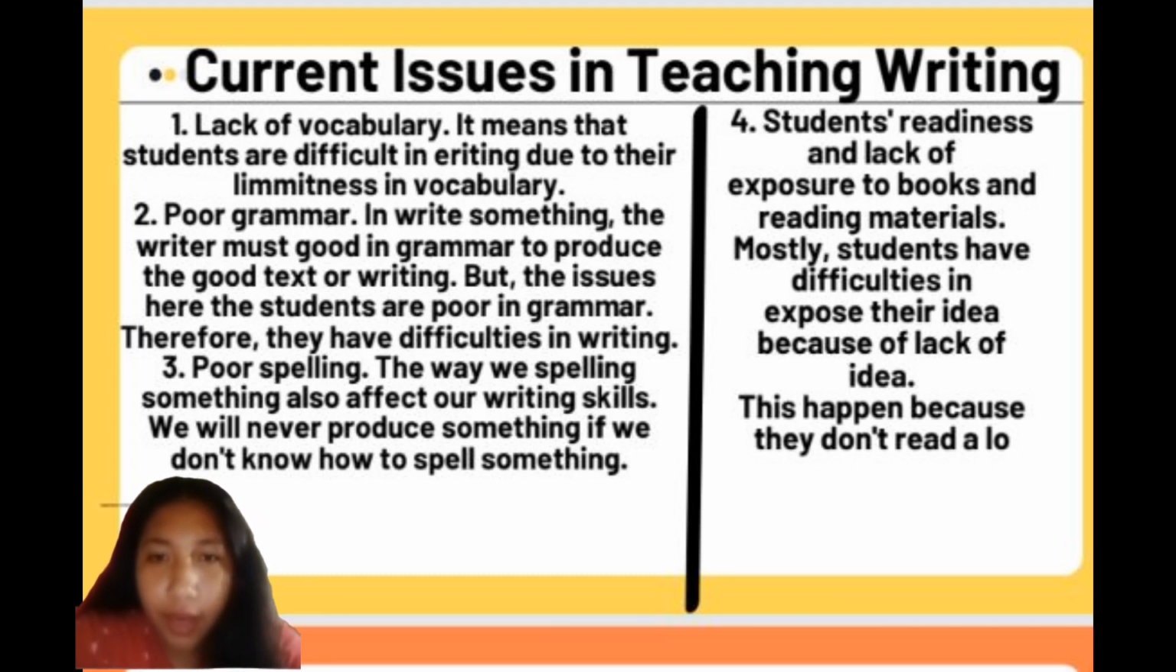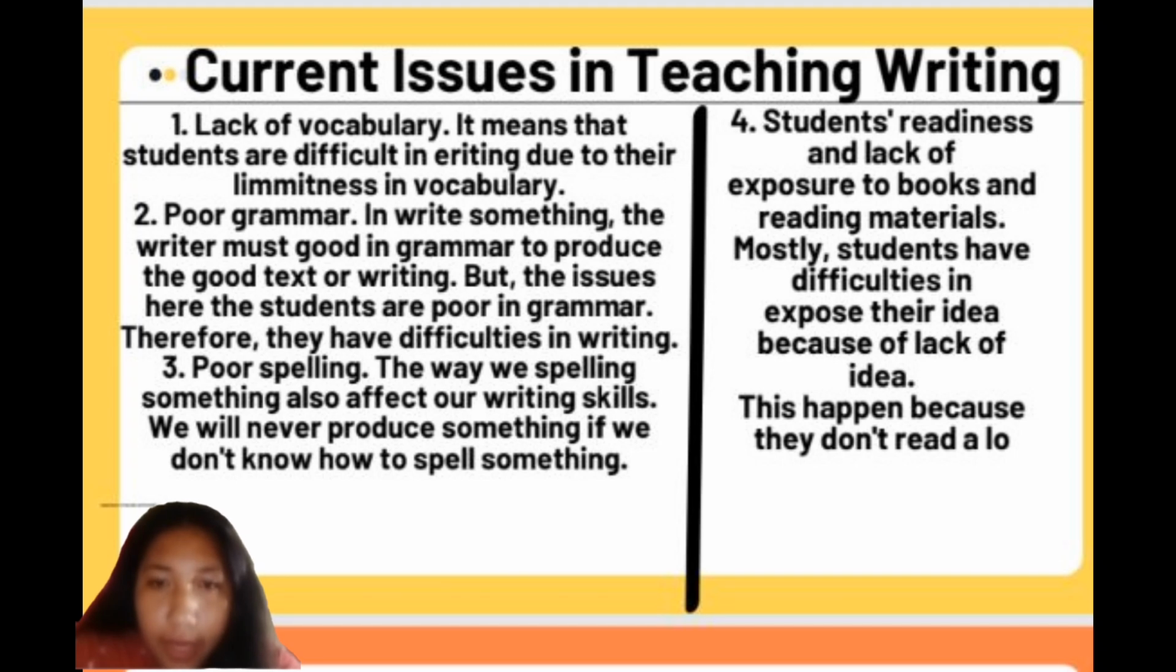And the third, poor spelling. The way we spell something also affects writing skill. We will never produce something if we don't know how to spell it. And the last, student readiness and the loss of exposure to books and reading material. Mostly, students have difficulties in expressing their ideas because of a lack of ideas. This happens because they don't read a lot.